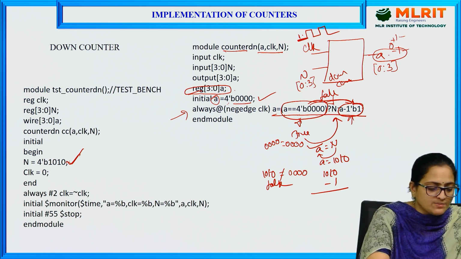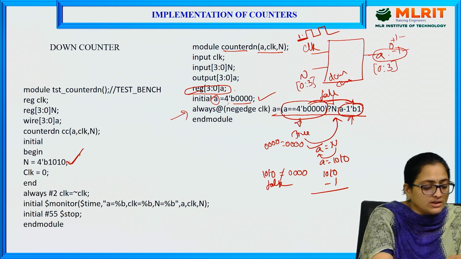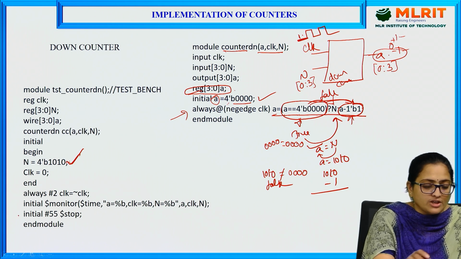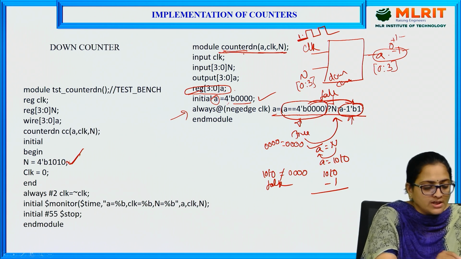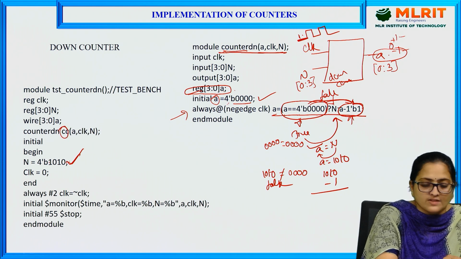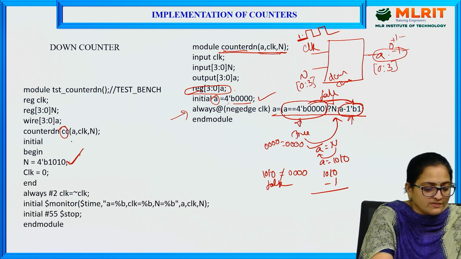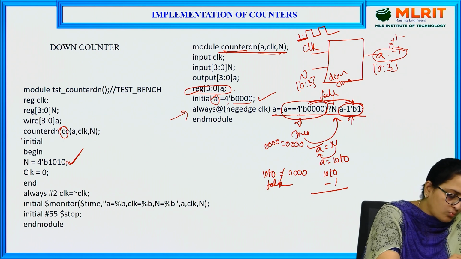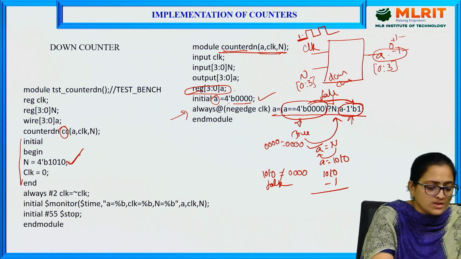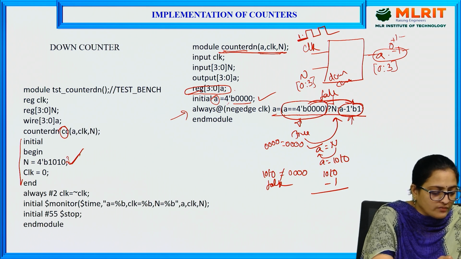The same test bench is used, but the test bench code which I am writing for the down counter calls the same module, counter DN. The counter instance name is given as CC and the sequence of ports is given with A, clock and N. The initial statements will be executed at once. As I want to give multiple procedural assignments, I use initial begin.